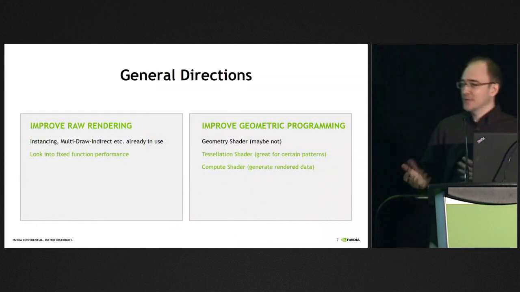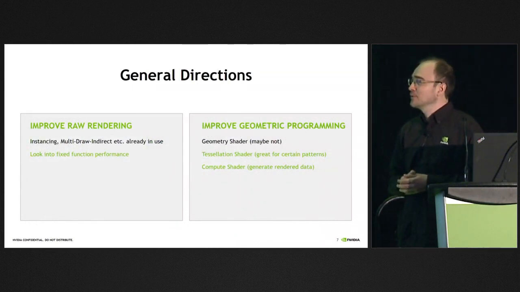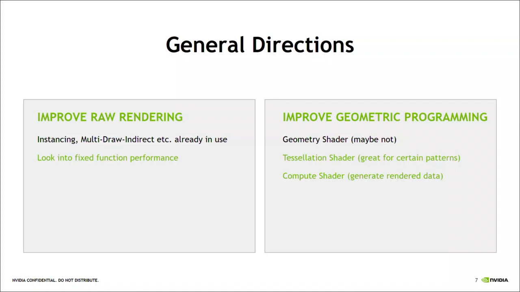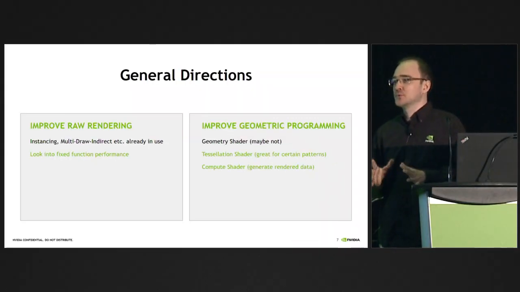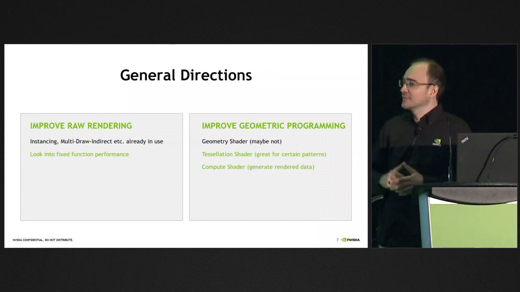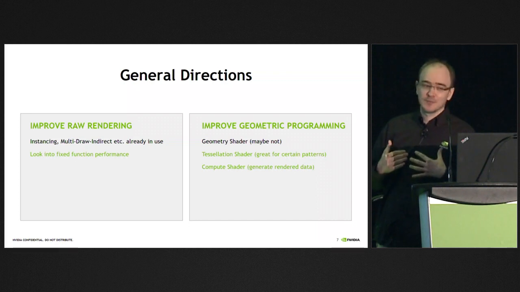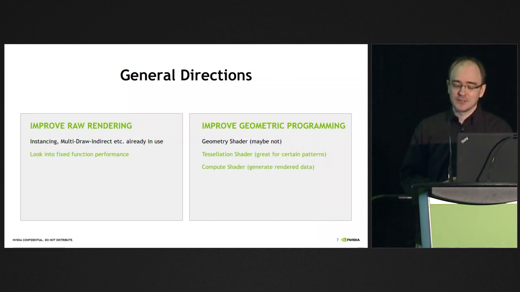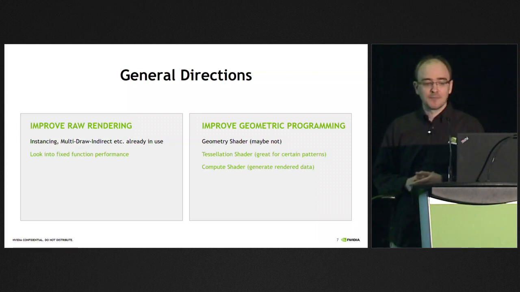In general, we have two directions to attack this problem. We can look at making our rendering more efficient. So let's use instancing, let's use multi-draw indirect, occlusion culling, whatever, to render our lots of data efficiently. And at some point, we as a hardware company look at the fixed function blocks that are still part of the rendering pipeline.